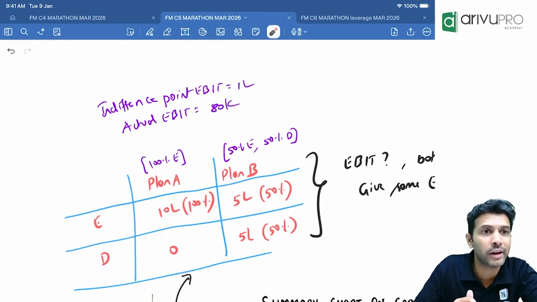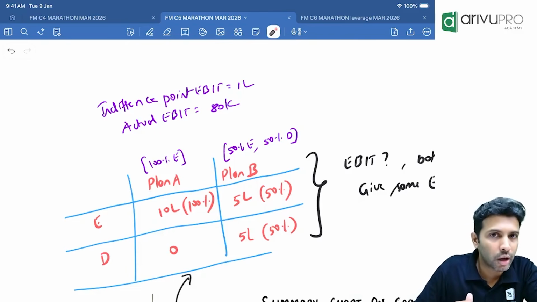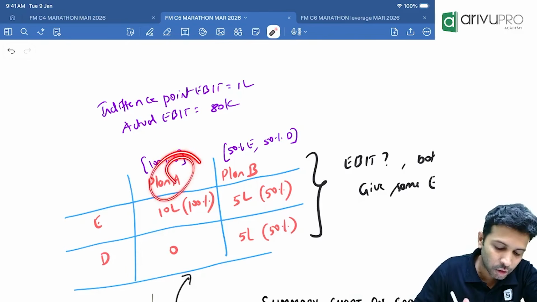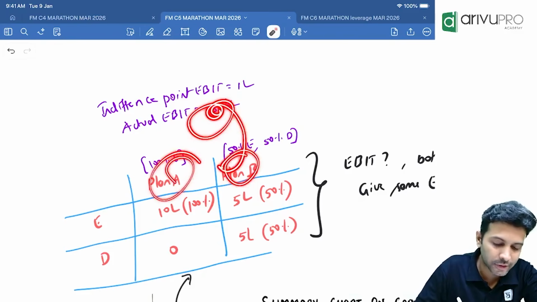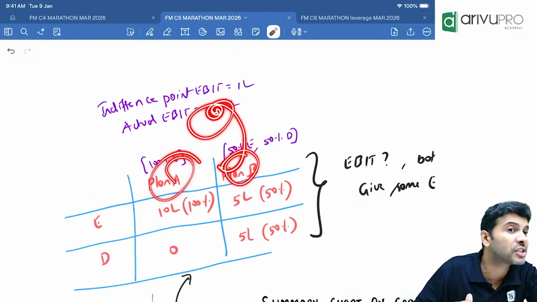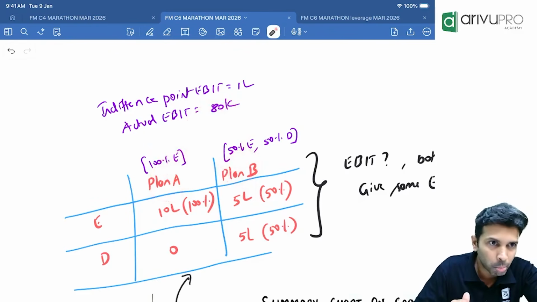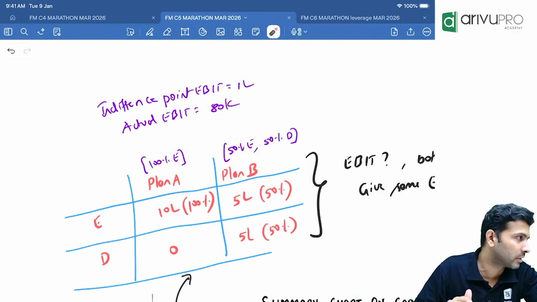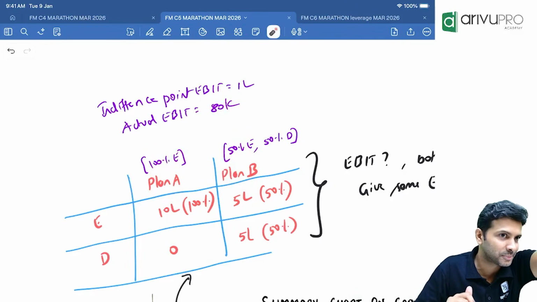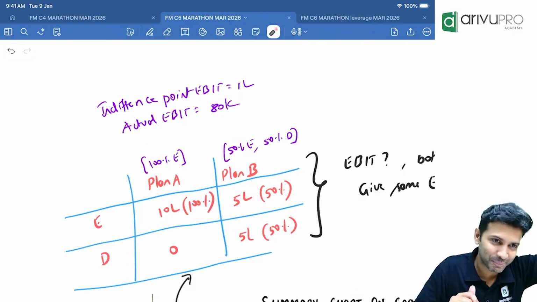Below the indifference point, what is the theory? You will always select that plan. Here we have one plan or two plans? Two plans. If you are below the indifference point, then you will always select that plan which is using more equity, because that plan will give you higher EPS. I proved it to you in the regular class with numbers. Now I will not prove it, no time.